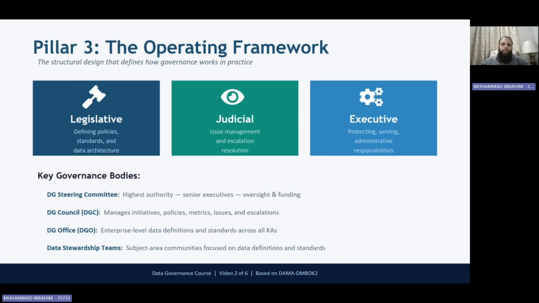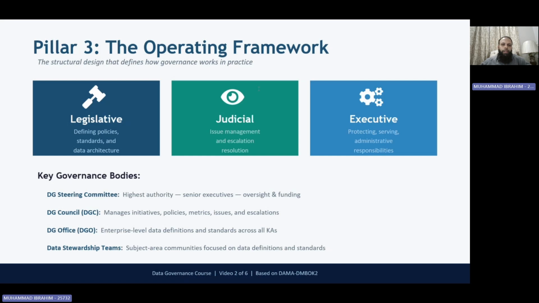Like the executive branch of government, this function handles day-to-day administration, protecting and serving, making sure the machinery of governance actually runs. At the top is the Data Governance Steering Committee, the highest authority, made up of cross-functional senior executives. They provide oversight, support, and funding.